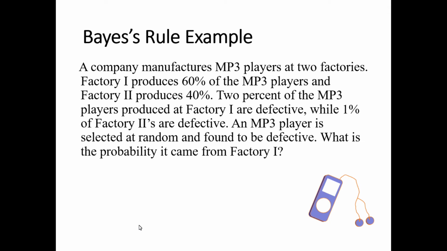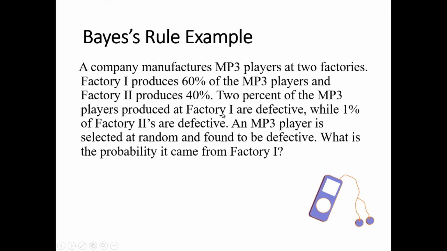I like students to start at the end and really figure out what's the probability question that they're asking, if I want to do it in letters. So here it's asking what's the probability it came from factory 1, and we know an MP3 player is found to be defective. So the thing we know has already happened is that it's defective. What's the probability that it came from factory 1 is what we want to figure out. We want to figure out what's the probability of factory 1 given that it's defective.